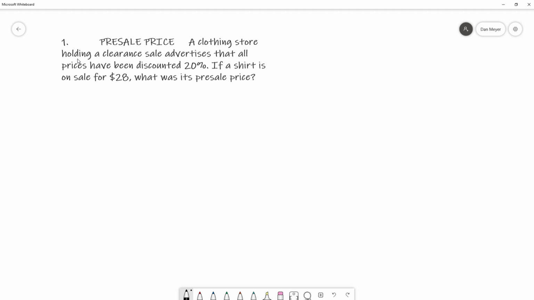A clothing store holding a clearance sale advertises that all prices have been discounted 20%. If a shirt is on sale for $28, what was its pre-sale price? Okay, so if we're following something that roughly looks like the book, we've read our story carefully. We have a rough idea based on personal experience of what's going on: $28 is the sales price of a shirt. The pre-sale price is going to be something that's more than $28.